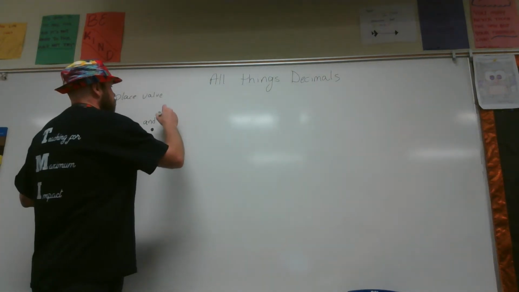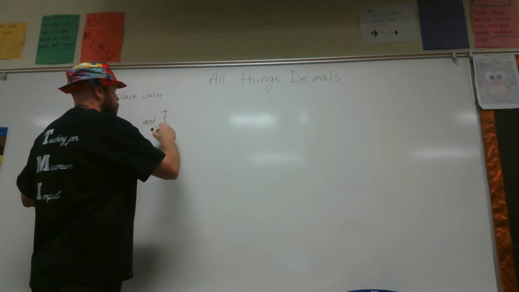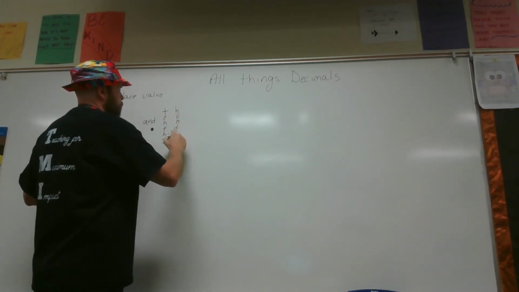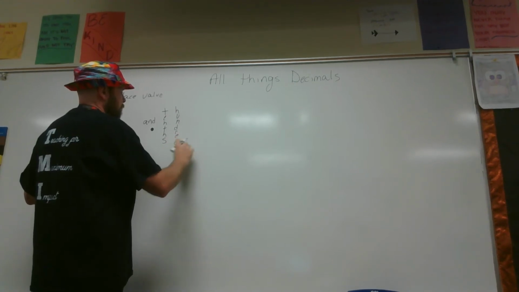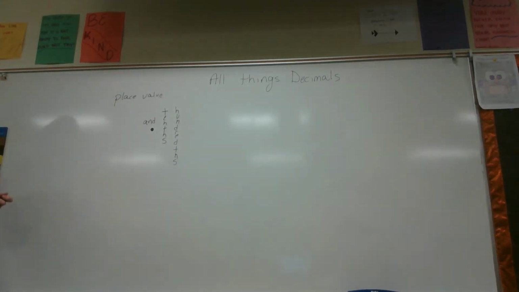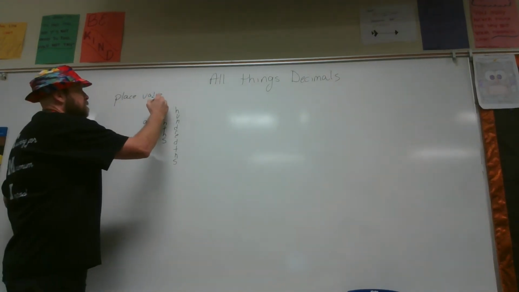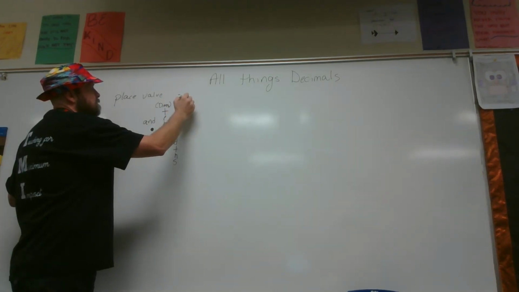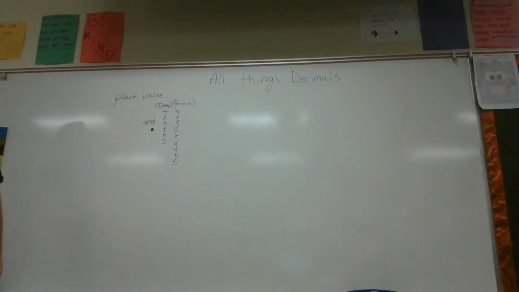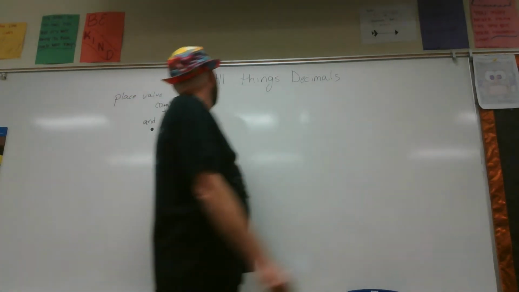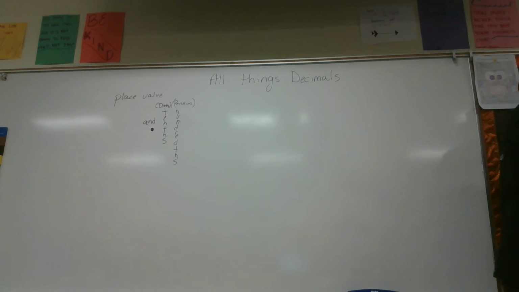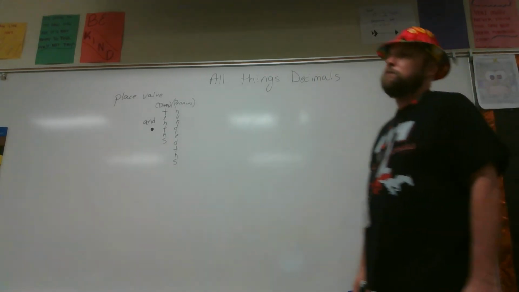Behind the decimal, you have to know the tenths, hundredths, and if you think of dimes and pennies, these are like dimes. These are like pennies. So the tenths are like dimes. The hundredths are like pennies. Why? Because there's 10 dimes in a dollar. And there are 100 pennies in a dollar.